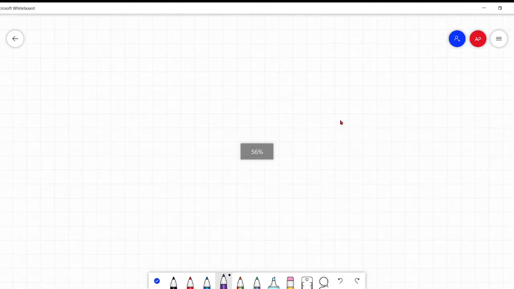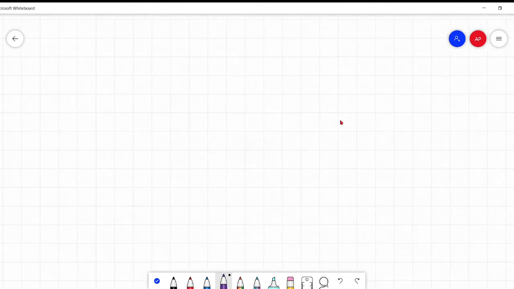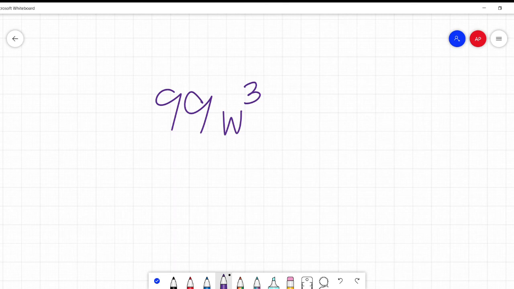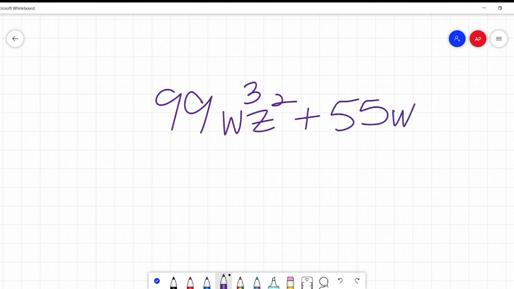Okay. One last little example. All right, we'll say 99 w cubed z squared plus 55 w x y z.